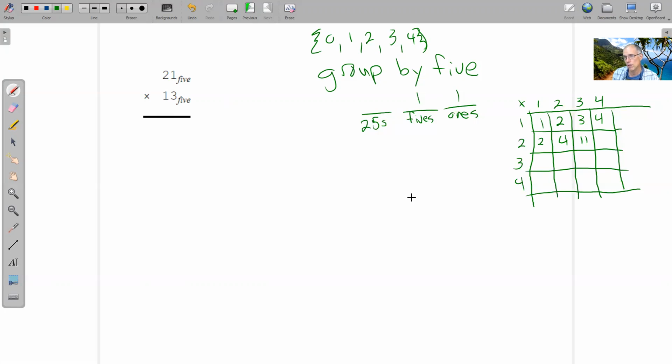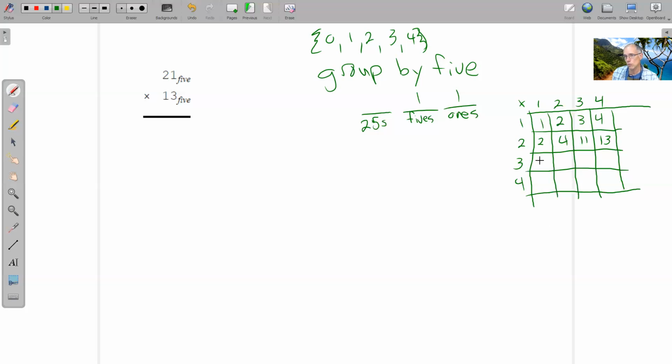So we have to think group by 5. What would 2 times 4 be? How many groups of 5 are in 8? Well, there's 1 group of 5 and 3 1s. So in base 5, 2 times 4 is 1, 3. Don't read it as 13. It isn't 13. It's a group of 5 and 3 1s.